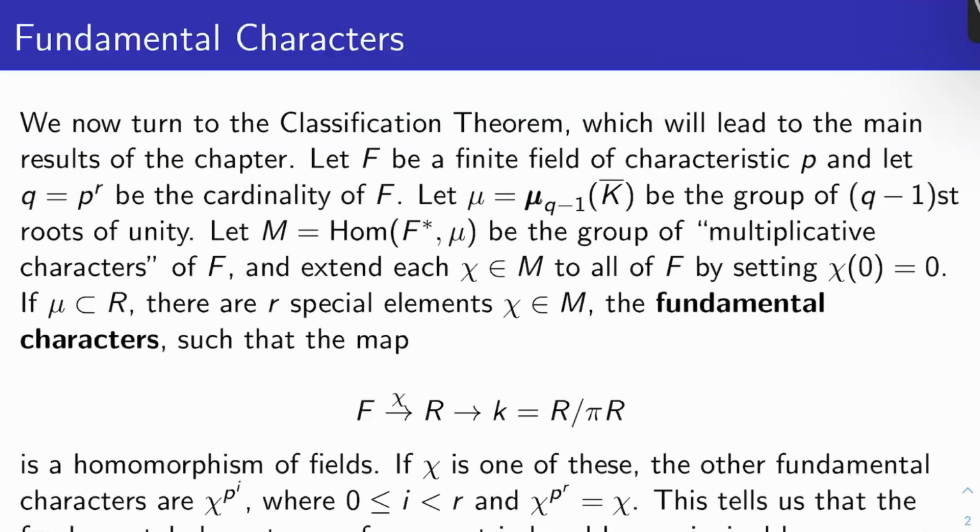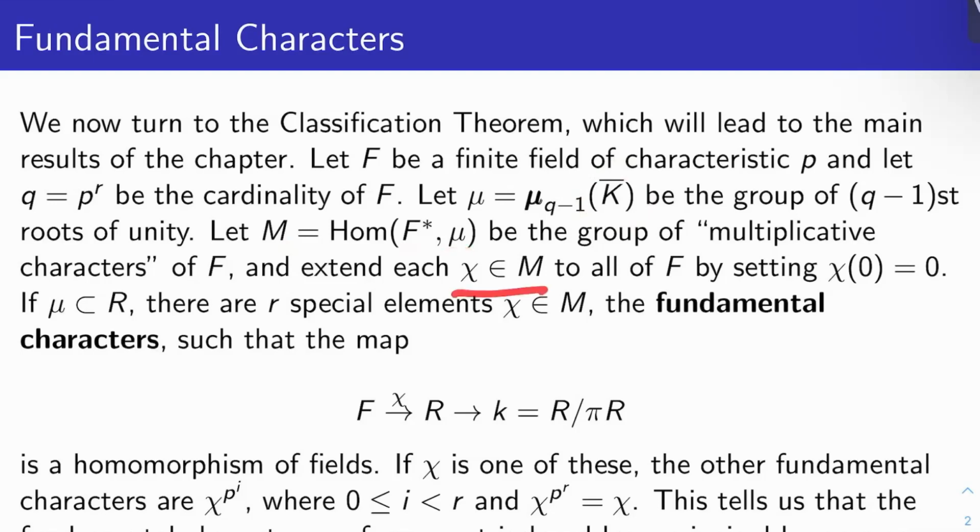Fundamental characters are first up, but first we need to discuss the classification theorem before we get to the actual theorems of Raynaud. The classification theorem is essentially the driving force behind the main results. So F here will be a finite field of characteristic p. Q equals p to the r will be the cardinality of F. Mu will be the group of (Q minus 1)th roots of unity in K bar. M will be the group of multiplicative characters of F, so it's all the maps from F star to mu.